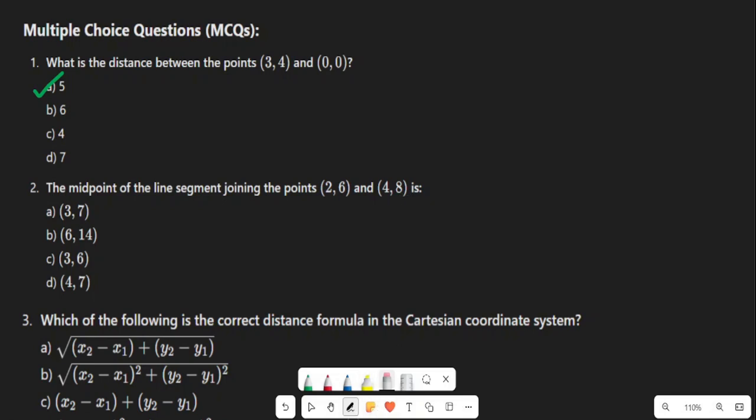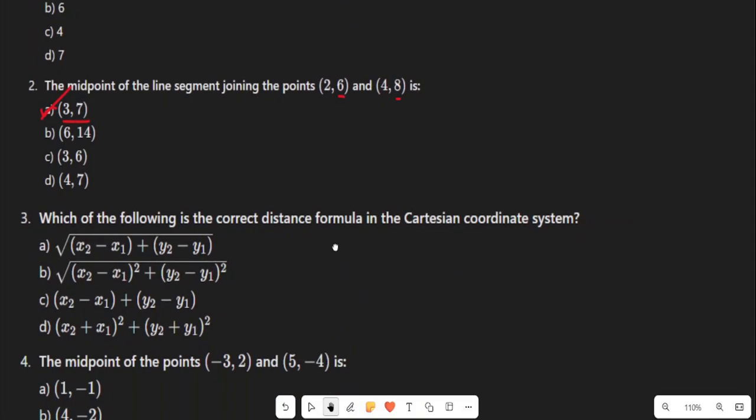Here 2 plus 4 equals 6, and 6 divided by 2 equals 3. Then our options are A and C. These two are already incorrect. Then there is 6 and 8. So 8 plus 6 equals 14. 14 divided by 2 is 7. So our answer is 3, 7. Then let's go to the next question.